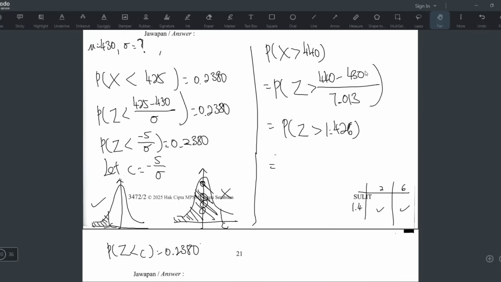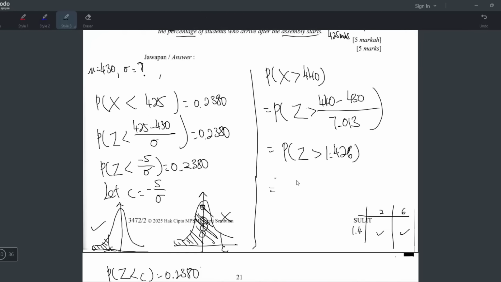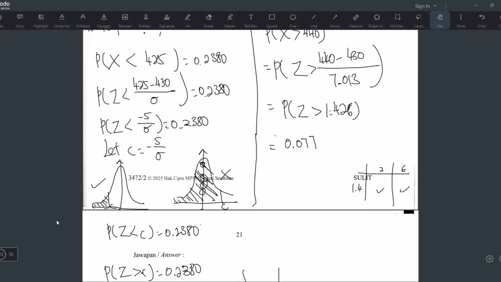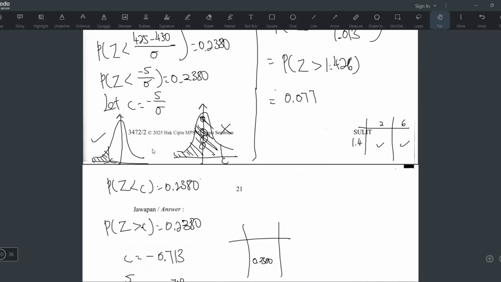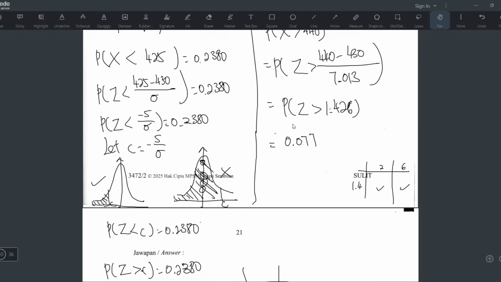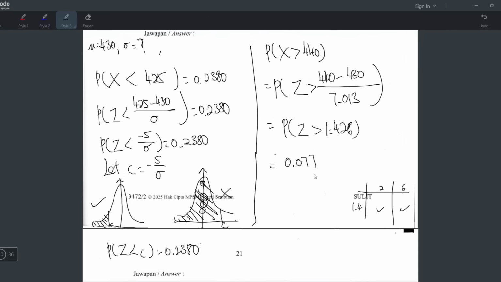Okay, for this, you don't have to worry about the answer being negative. Because this one you are finding probability. Probability mana ada negative, right? For the Z value it is different lah. If you cari balik Z, it might be negative sometimes. But for this case, you don't have to worry about the probability being negative because probability tak ada negative.